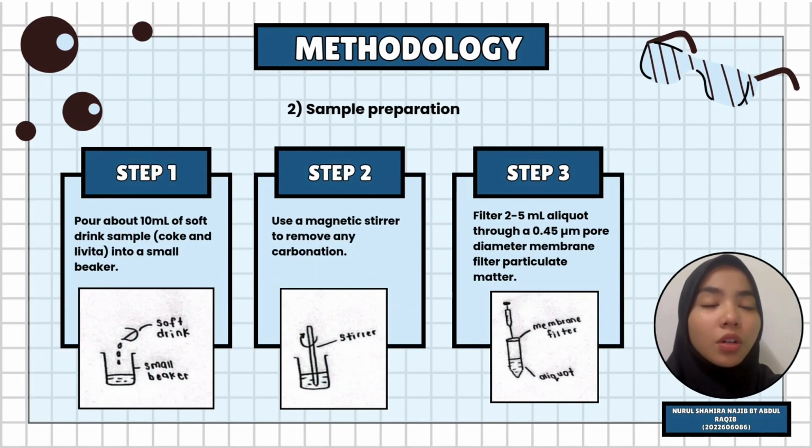Okay, this is for sample preparation. Step 1, pour about 10 ml of soft drink sample, coke, into a small beaker. Step 2, use a magnetic stirrer to remove any carbonation. And step 3, filter 2 to 5 ml of the liquid through a 0.45 micrometer pore diameter membrane filter to remove particulate matter.